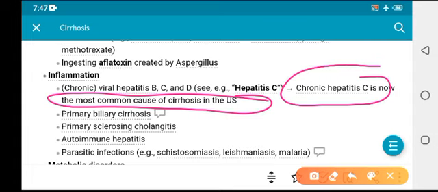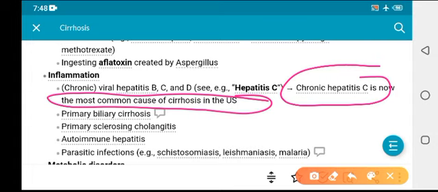So now this MCQ is cleared from the USMLE point of view. Worldwide, we already knew that chronic hepatitis C is the most common cause, but we were of the view that in the US alcoholism is the most common cause. So I would go with hepatitis C. Worldwide hepatitis C. In the US hepatitis C.